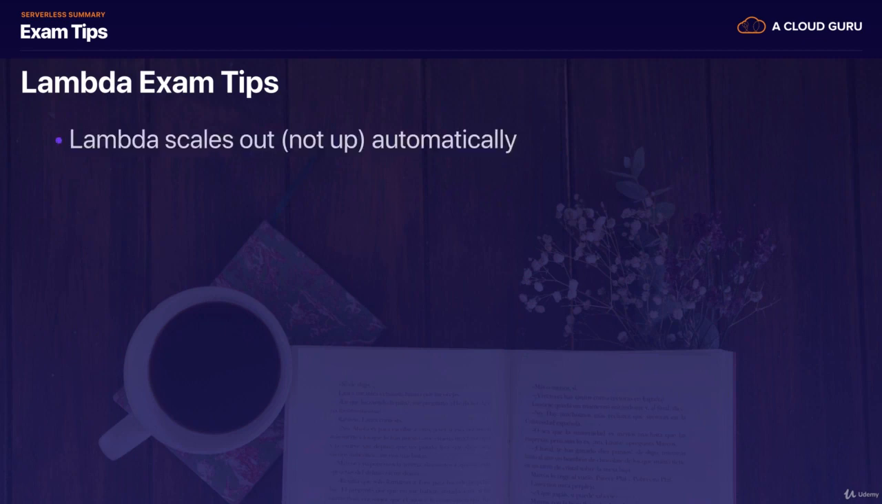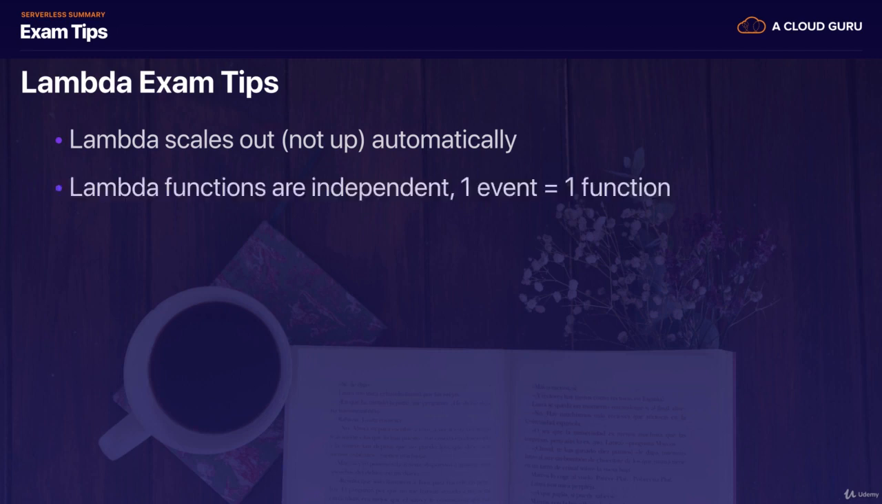In terms of my exam tips for Lambda, just remember that it scales out, not up, automatically. So if you have 5 triggers, let's say 5 people upload 5 different images to an S3 bucket, that's going to trigger 5 separate Lambda functions at any given time. Lambda functions are independent, so one event equals one function.